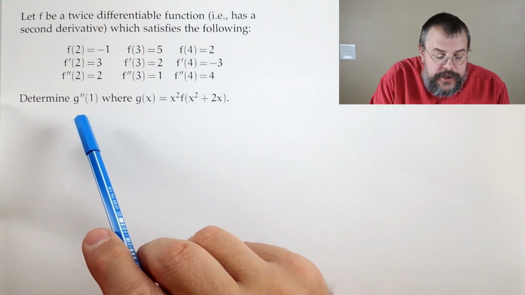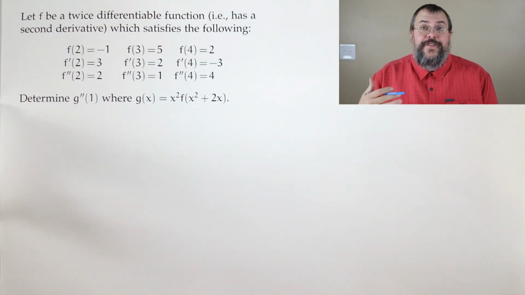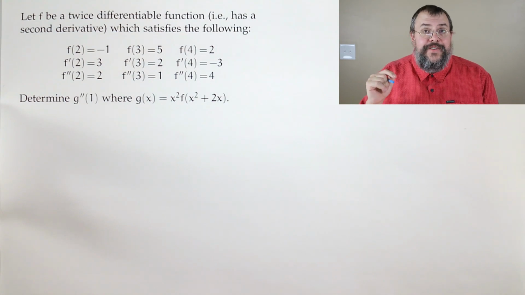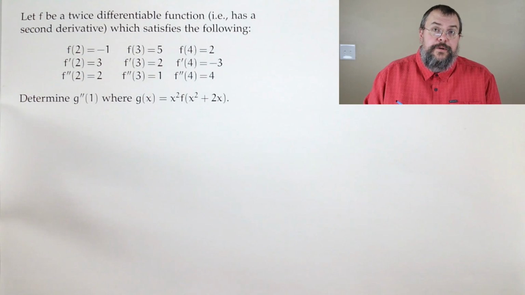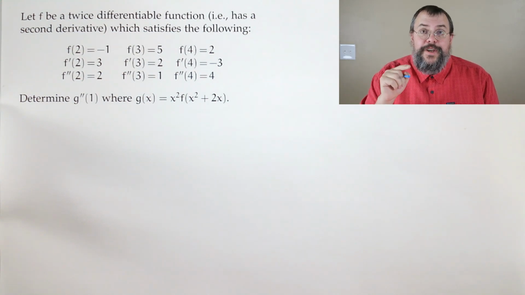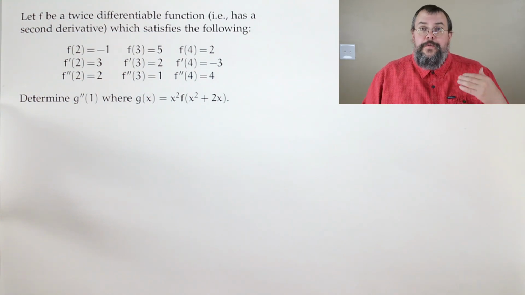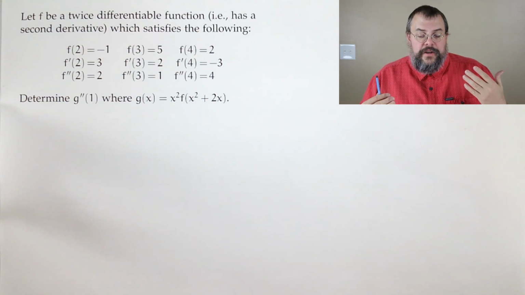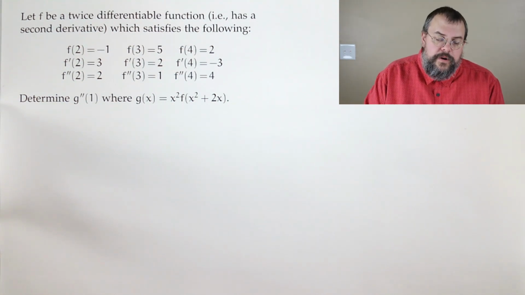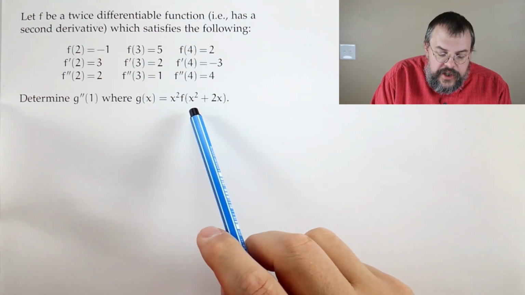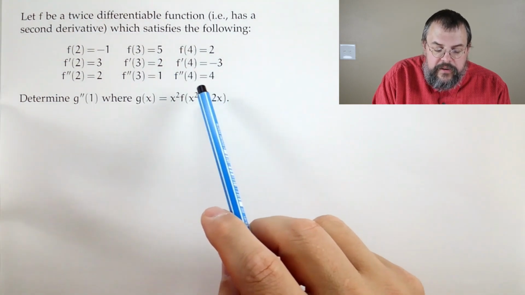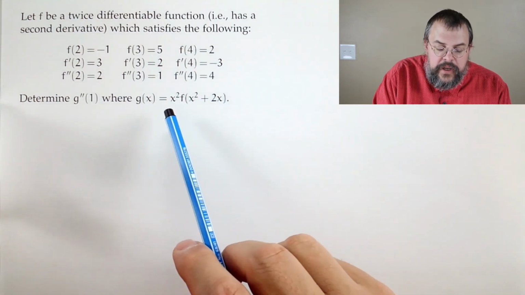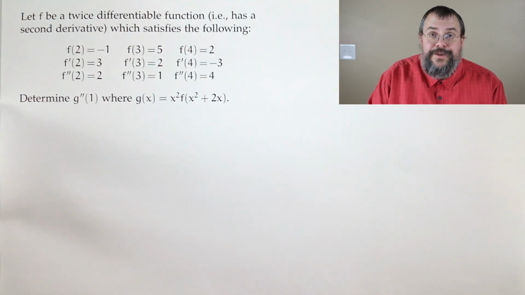We know we're looking for g double prime of 1. So a natural first thing to do is say, hey, let's find g double prime of x. And then once we've found that, we'll plug in x equals 1. Good. That's what you want to do. So the way to get to g double prime is get to g prime, which means we're first going to take a derivative, and then we'll take another derivative. And when we're taking derivatives, what rules are we going to need? Well, the chain rule, because we see x squared plus 2x is inside the function f, and the product rule, because we have a product of two things.